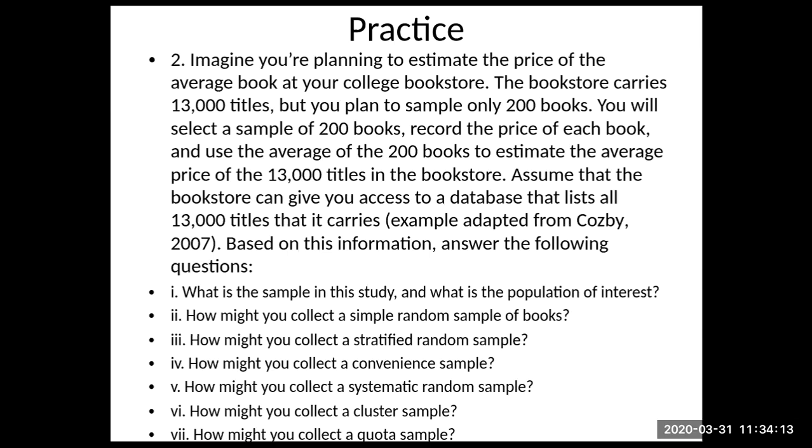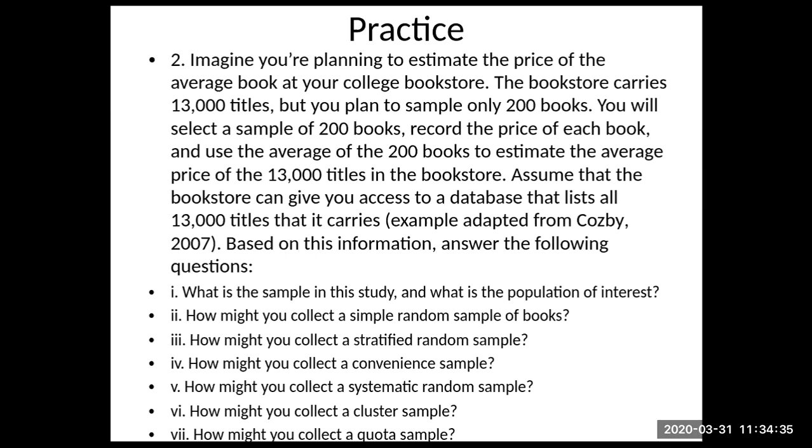If we assume that the bookstore can give us access to some sort of database that lists all 13,000 titles, maybe they're in alphabetical order, maybe they're randomly placed on this list. So this example was adapted from a study by Cosby in 2007. Not that Bill Cosby, okay? That's C-O-S-B-Y. So let's get that straight.